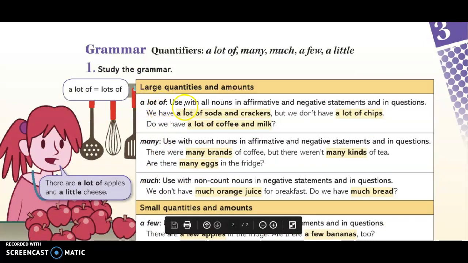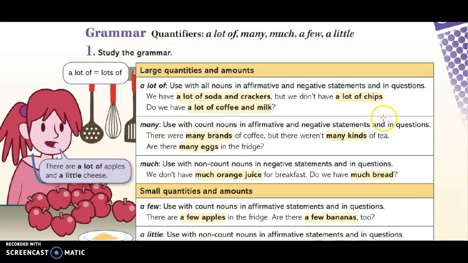A lot of se usa used with all nouns in affirmative and negative statements and in questions. Ya, se ocupa con todos los sustantivos en oraciones afirmativas y negativas y también en las preguntas. Example: we have a lot of soda and crackers, but we don't have a lot of chips.